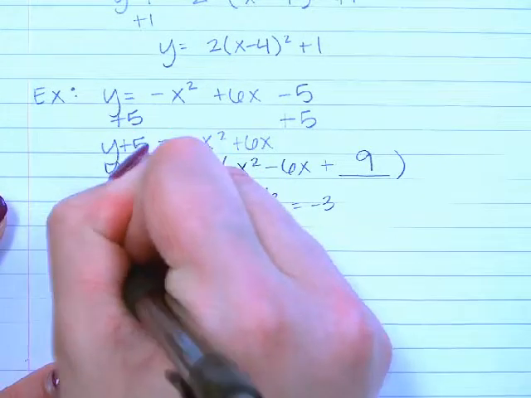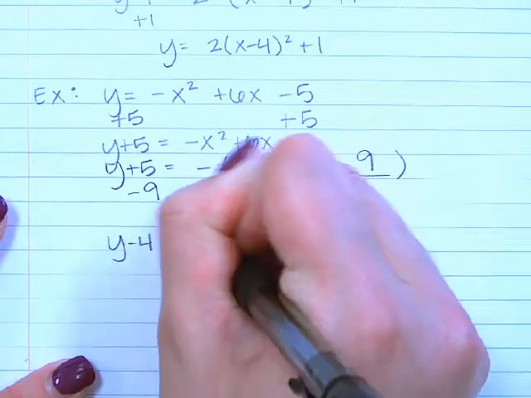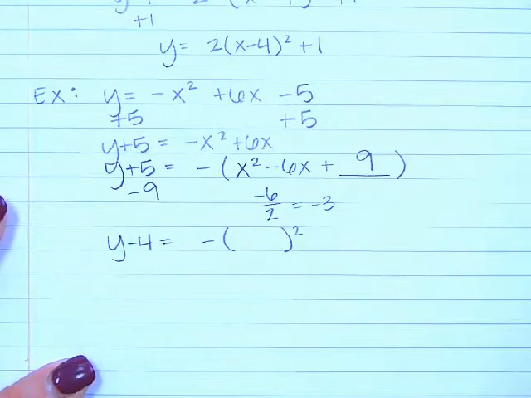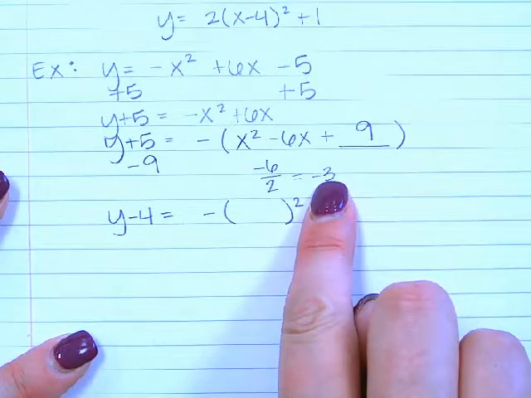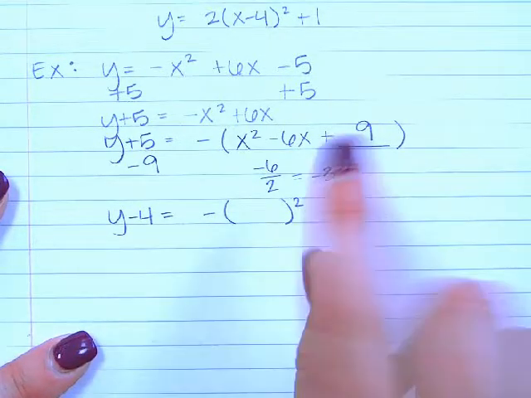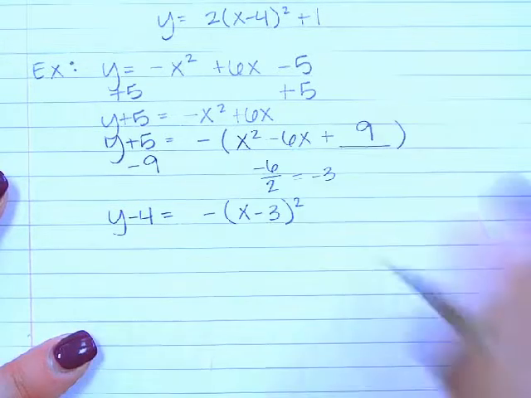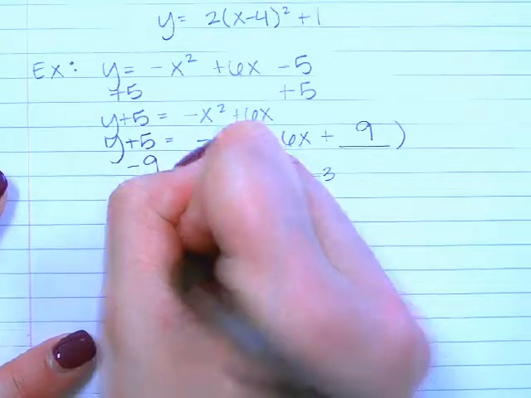So I really subtracted 9 on the right side, which means I need to subtract 9 on the left side. So now I have y minus 4 equals negative of something squared. And in the parentheses, I would have x minus 3, because when I divided by 2, I got negative 3. And now I can go ahead and add the 4 back over.